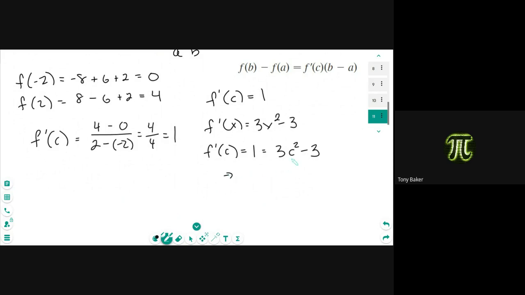So 4 equals 3c squared, right? 4 thirds equals c squared. So 2 over the square root of 3 equals c, plus or minus. And depending on how much of a pain your teacher is, that's what's rationalized. So I have two values of C that will give me my slope of 1.